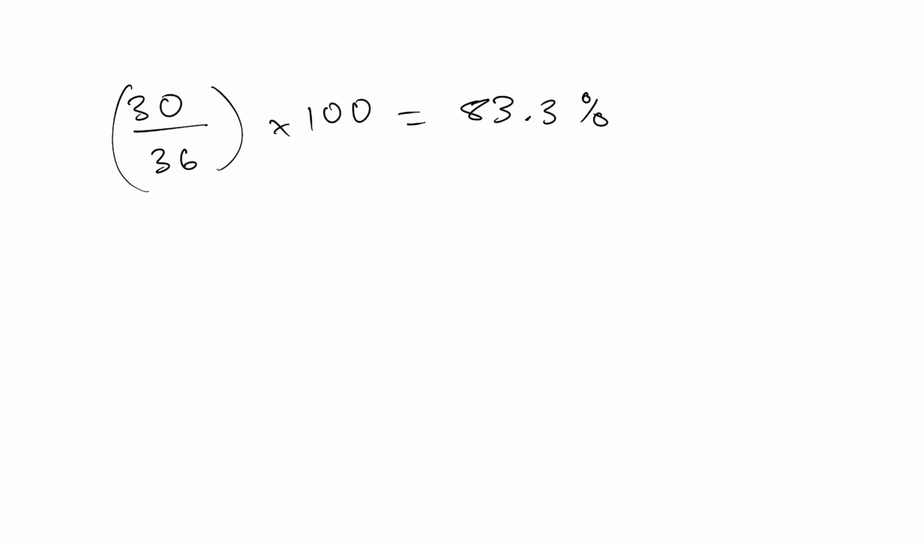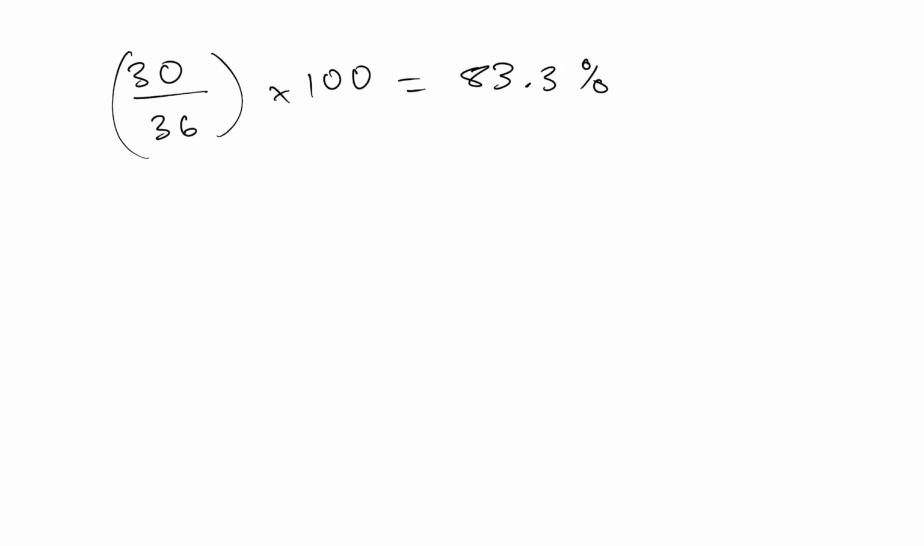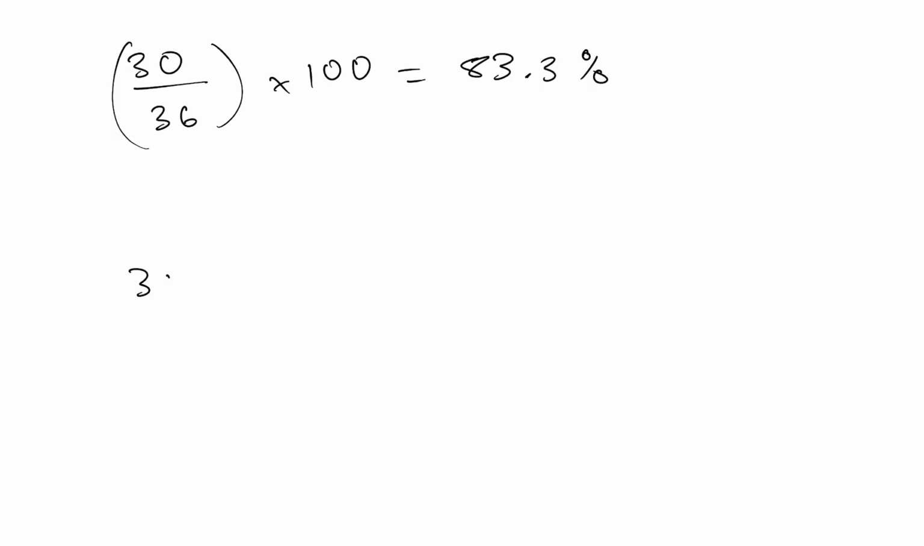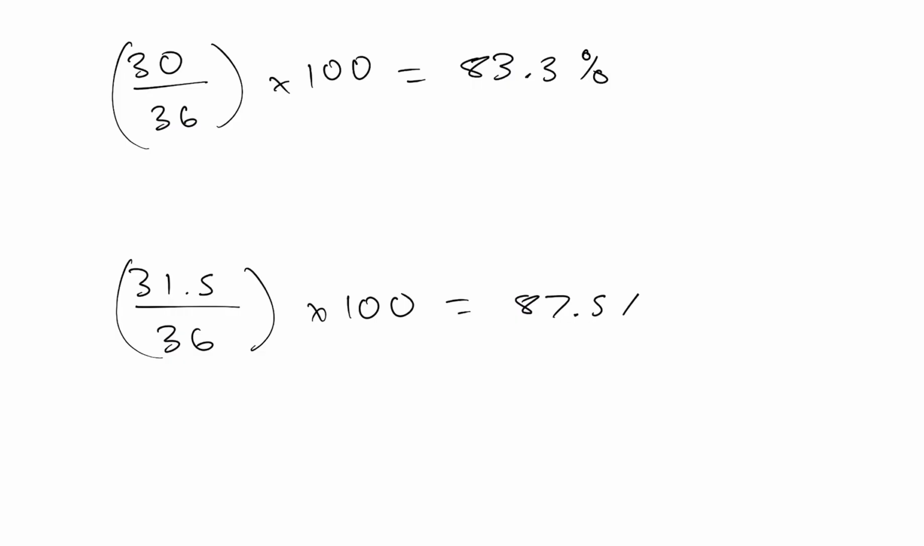We can do another example. Let's say you react 4 grams of hydrogen with excess oxygen, and the theoretical yield of the water is 36 grams, but you only produce 31.5. What would the percent yield be? It would be 31.5 over 36 times 100, which in this case would be equal to 87.5%. So it's what you got over what you expected times 100.